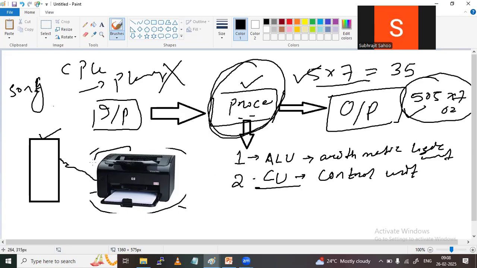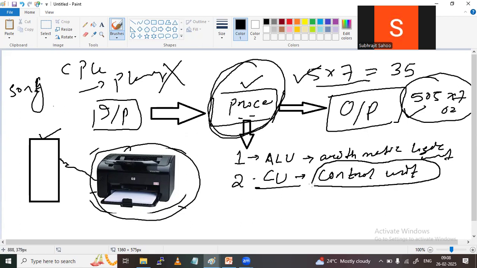If I give a request for printing, it will only print. It will not play the music, right? If I give a request to play the music, it will not print. It will play the music only. So that is the control unit's work in the computer.